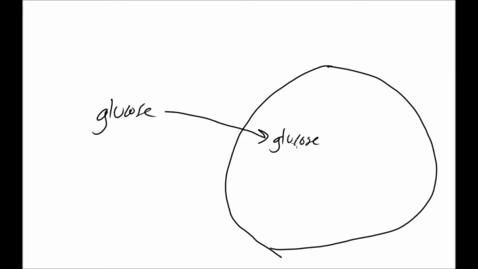Once inside the cell, it can either stay there, but also it can leave at this point. Unmodified glucose can enter a cell just as easily as it can leave a cell. But glucose outside of a cell is useless. We don't want it out there. So how is this cell going to deal with that?